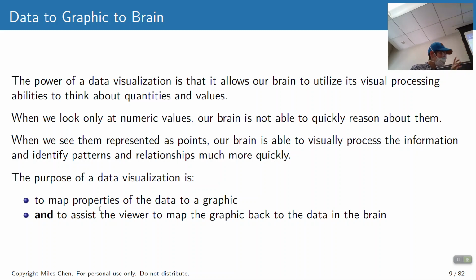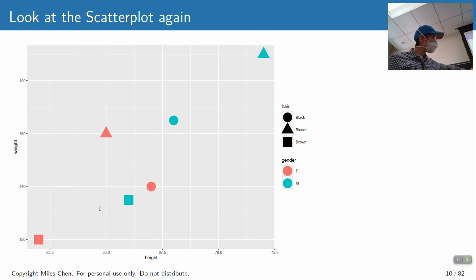And so if you think about what is the purpose of a data visualization, we've got to map properties from the data to the graphic. But equally important is that we have to make our graphic in such a way that the person who looks at the graphic is able to recreate the data in their brain. Okay? And if we look at this scatter plot, we could do that. We can go through every point and recreate the exact data set.